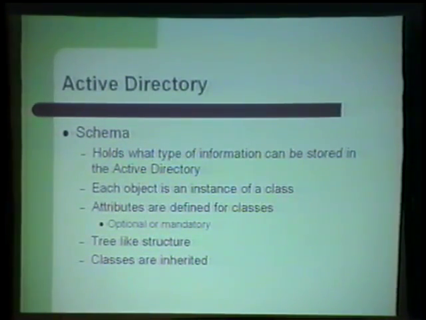Attributes are actually defined for classes. You have optional and you have mandatory. For a user, for instance, mandatory is a SID and a name. Optional is everything else. In fact, like I said, this is extensible. You could go into your user class and make a password mandatory.